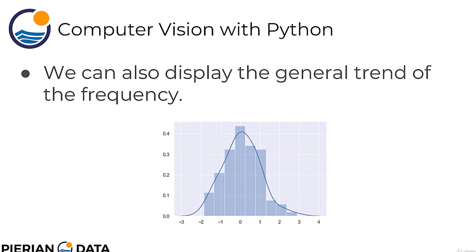Now you can also display this as a general trend by drawing what's known as a kernel density estimation plot. So instead of having those bins, what you can do is just draw a line that reflects the frequency distribution of whatever x-axis you're trying to understand.